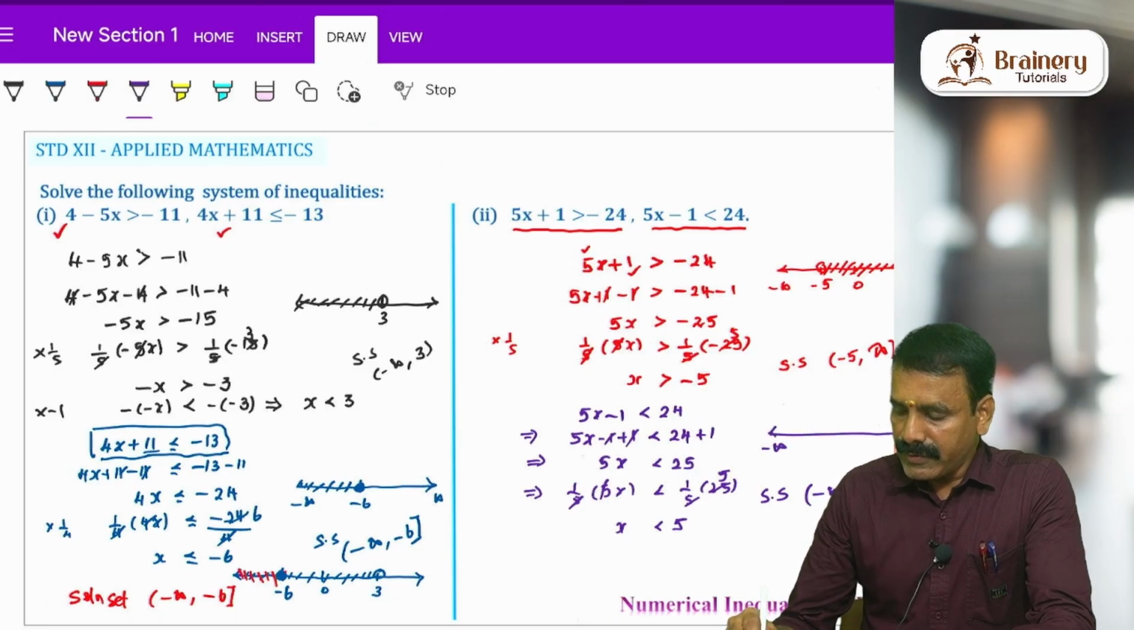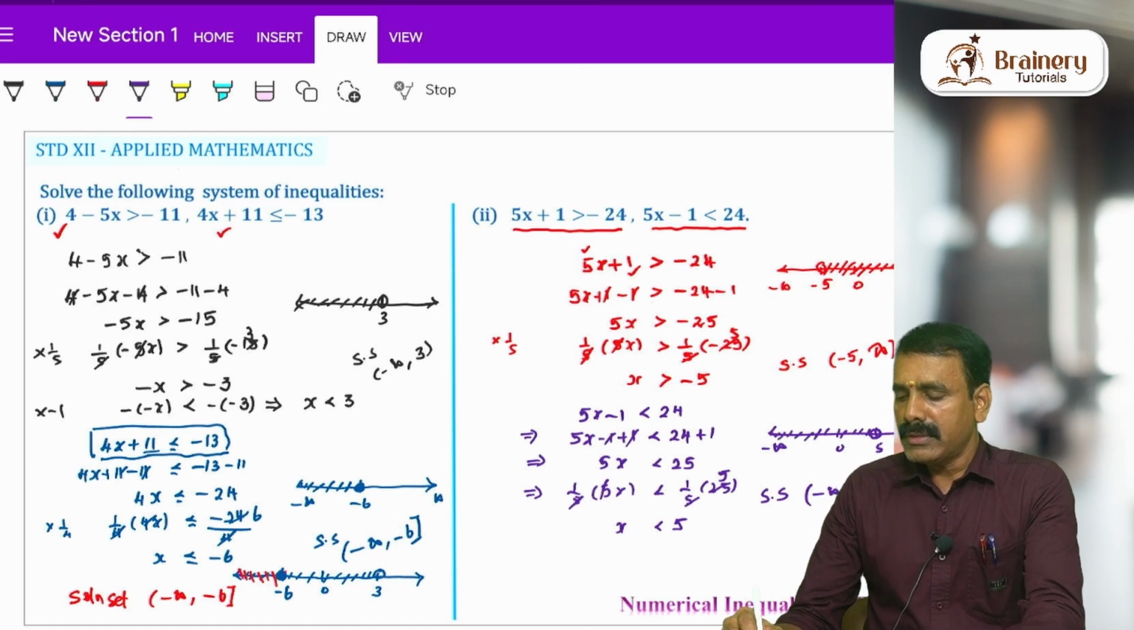If you draw the solution set, it is minus infinity to plus infinity. So we have 0, and 5 on the right side, with any number less than 5. We draw a circle over 5 because the 5 is excluded. Now this is the solution set.